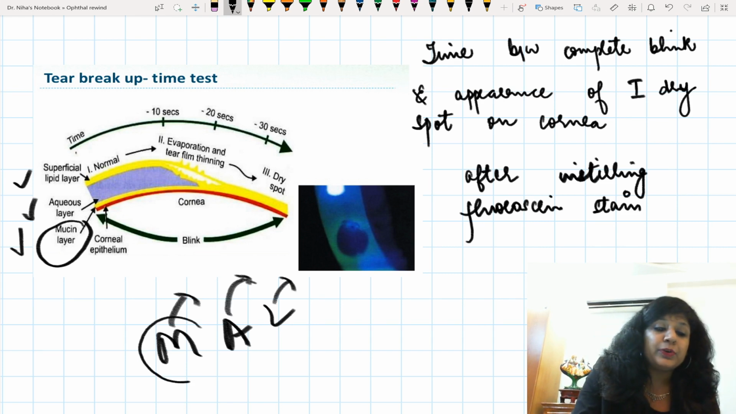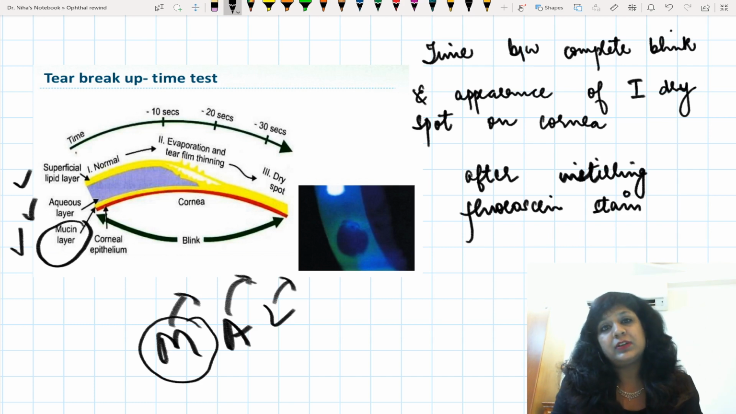So which component are we testing here? We are testing the mucin component here.